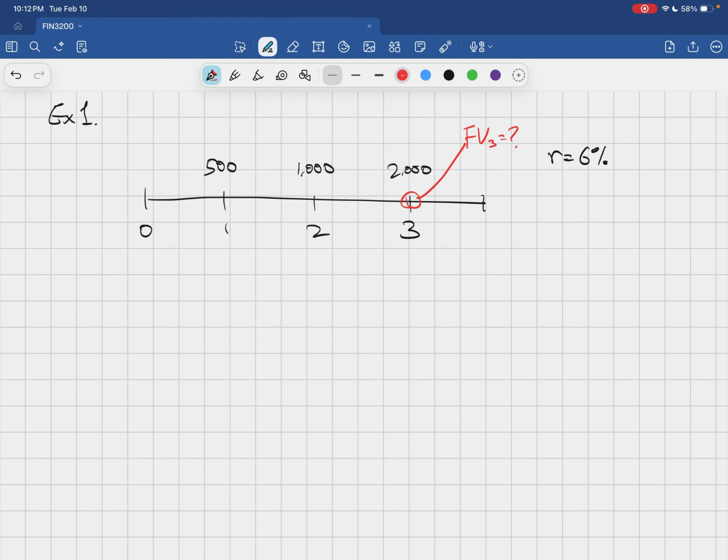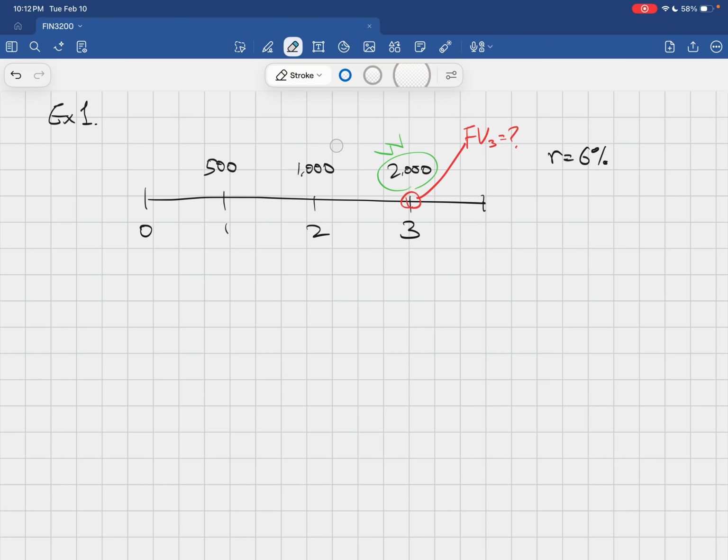Okay, so this is a multiple cash flow example, but it doesn't fall into any patterns that we talked about. So it's not an annuity or a perpetuity. So this one doesn't have a pattern. So we're gonna calculate the future values of each of these cash flows individually into time 3. Okay, and we'll just add them up.